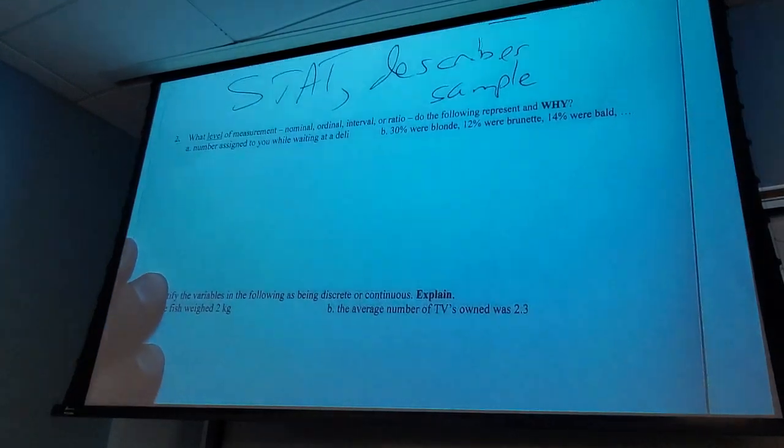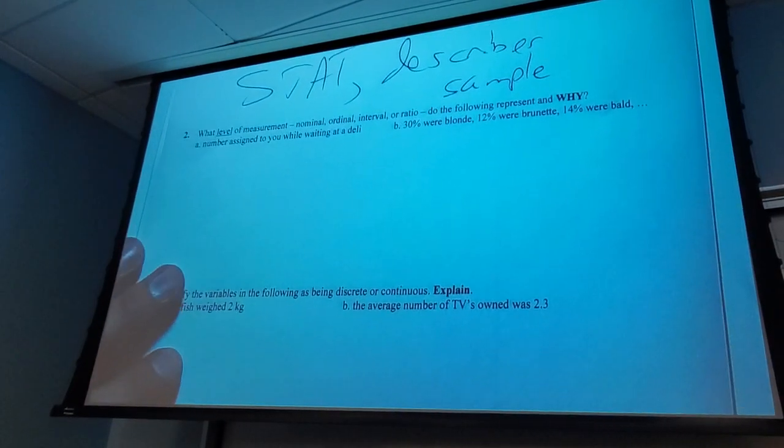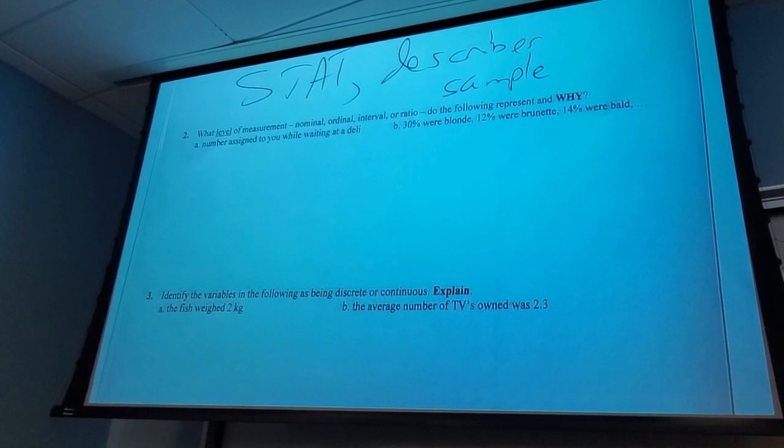All right, then we get into the fun stuff. On these kinds of questions, don't look at the numbers. Ask, what would the question be and what would the data look like? On 2A, there's actually two answers I would take. There's a very straightforward answer. Why do they give numbers out at delis? To keep track of the orders. Keep track of the order, right?